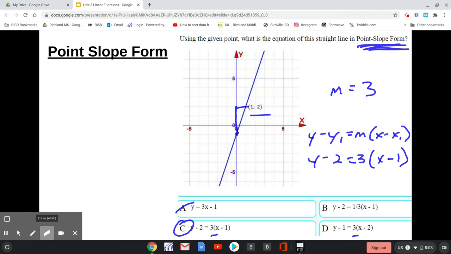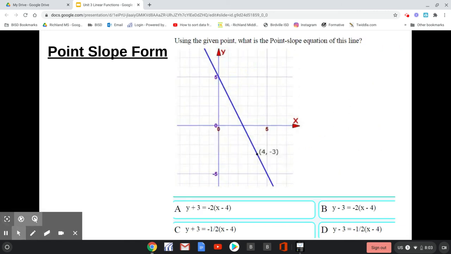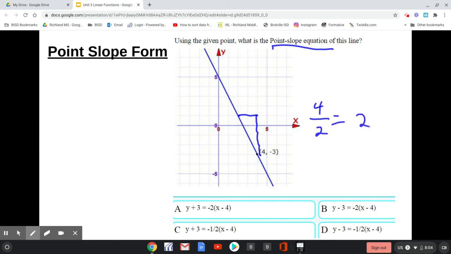Let's look at another one. Okay, here's another one, and they want it in point slope form. So our slope is, I'm going to go up and over. Here's a point. So 1, 2, 3, 4. Our slope is 4 over 1, 2. It's going down, so I know that's a -2. So I'm looking for a slope with a -2. It could be this one or this one.